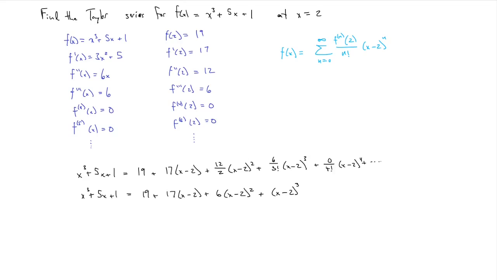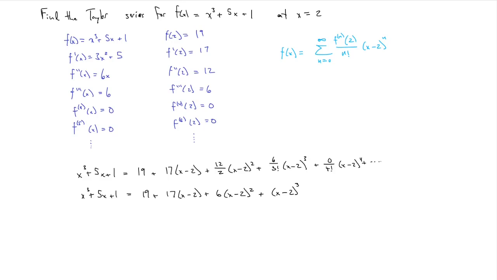And simplifying the coefficients a little bit, 12 over 2 is 6, and 6 over 3 factorial is 1, and so we get this expression, x cubed plus 5x plus 1 is 19 plus 17 times x minus 2 plus 6 times x minus 2 squared plus x minus 2 cubed. And that's the Taylor series for this polynomial centered at x equals 2. You wouldn't want to keep going and simplify further.